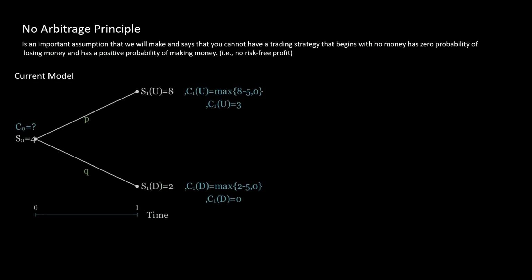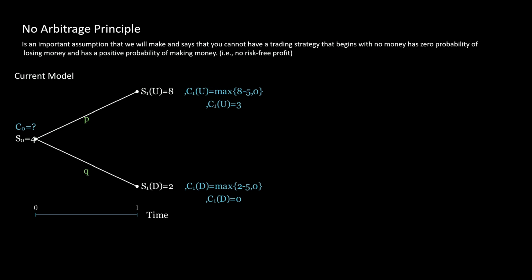So if we look at our current model, you can even see the no arbitrage principle in this. Our stock starts at 4 and it can go to 8 or 2. It can't go above the risk-free rate without a chance of going below it as well. Alright, with that assumption in mind, we're going to look at our current model.